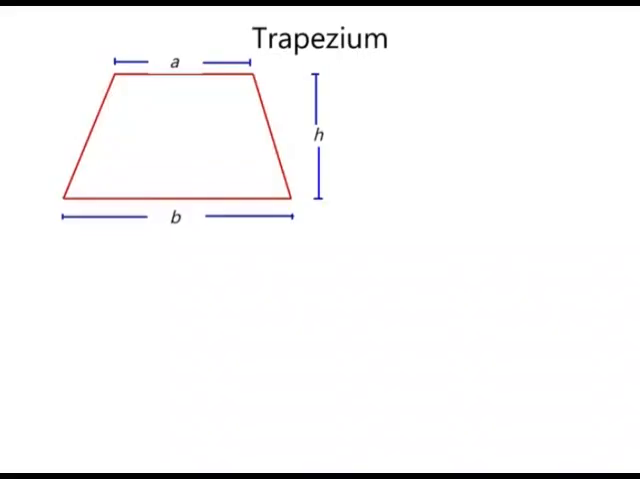Next, area of a trapezium. A trapezium has only one pair of parallel sides. If the parallel sides measure A and B respectively, and the perpendicular distance between them is h, then its area is given by the formula: area is equal to a half into A plus B times height.